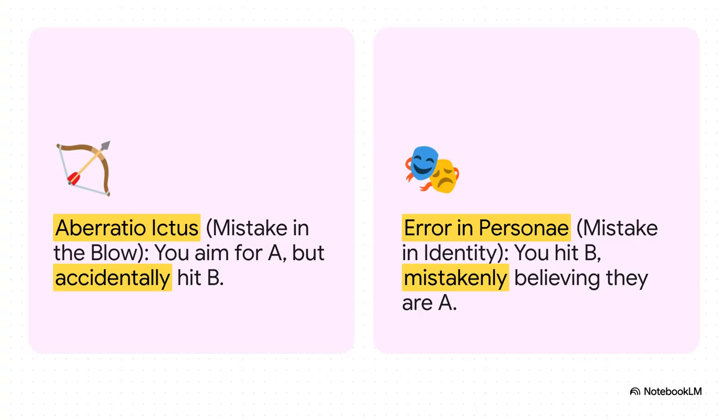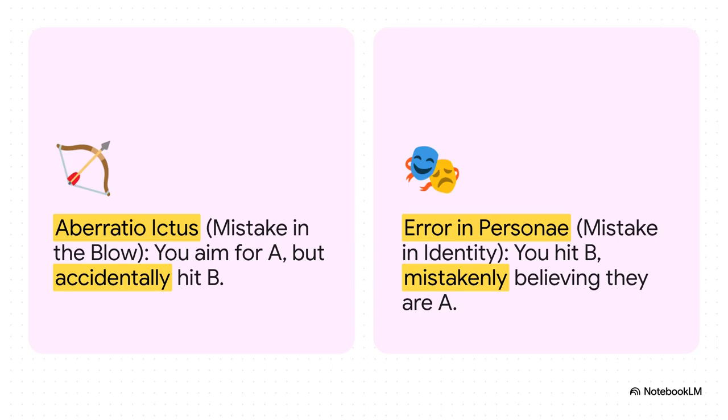The law actually has specific names for these kinds of screw-ups. First, there's aberratio ictus, which means mistake in the blow. Just think of this as bad aim. An assassin intends to shoot person A, but his hand shakes and the bullet hits person B standing next to them. The intent to kill was there, but the execution was just sloppy.